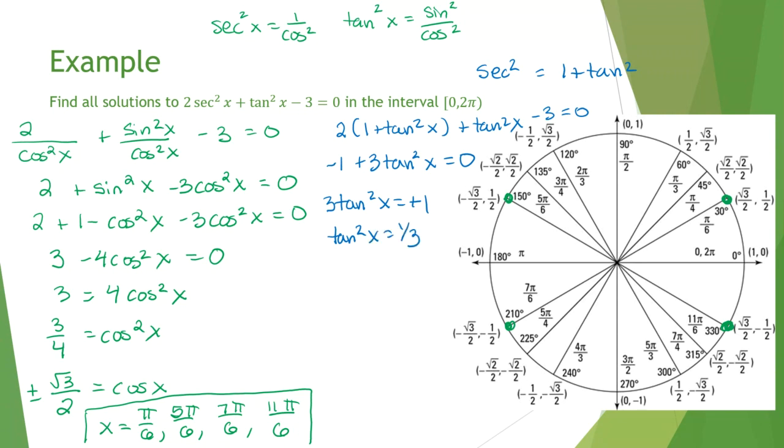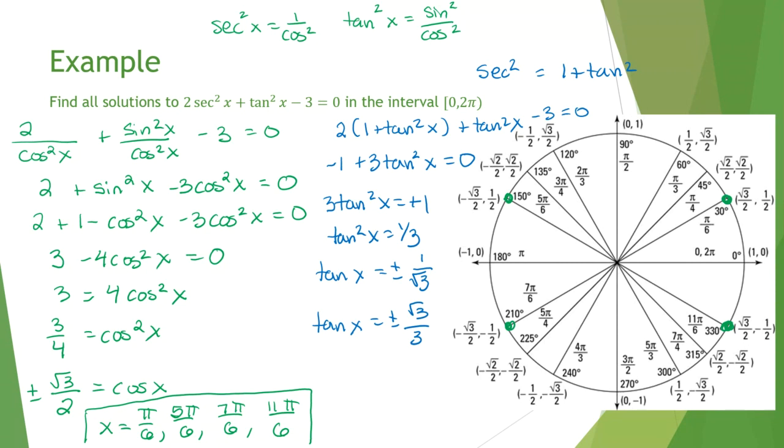And then we take the square root of both sides, which would give us tangent of x equals plus or minus the square root of 1, which is 1, so 1 over the square root of 3, which when we rationalize is plus or minus the square root of 3 over 3.